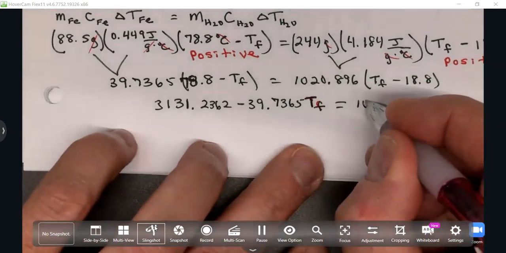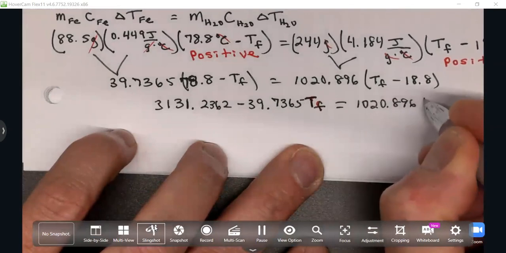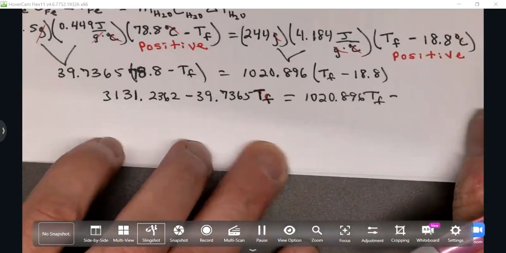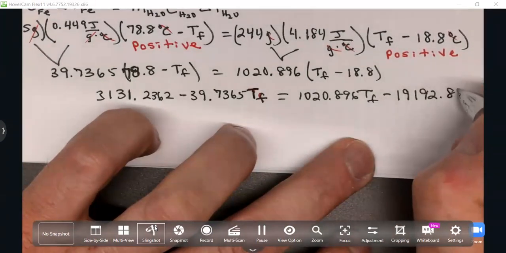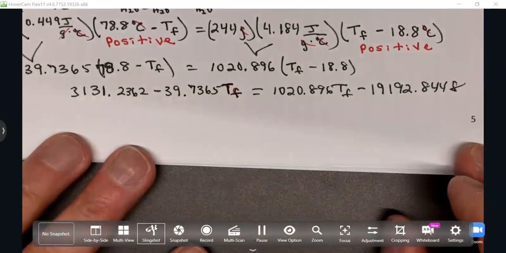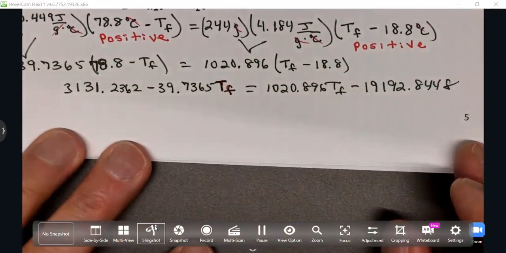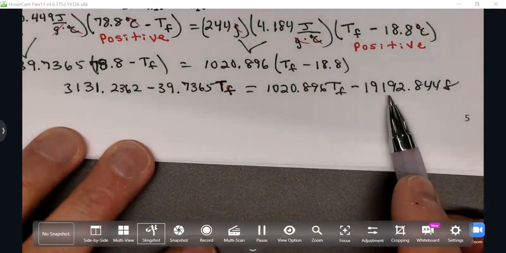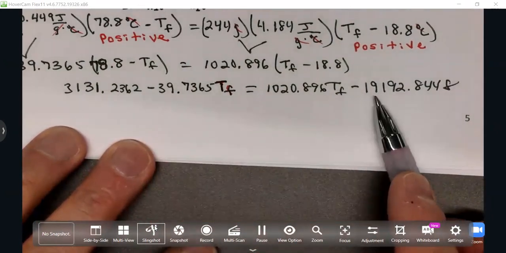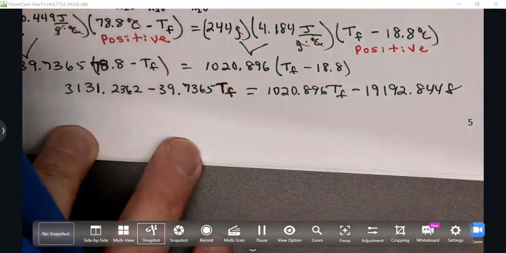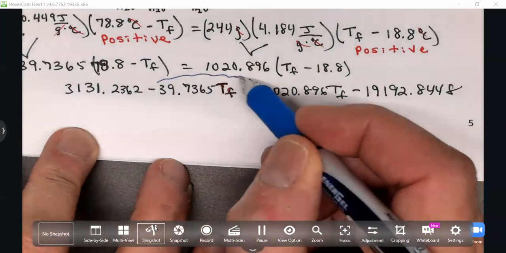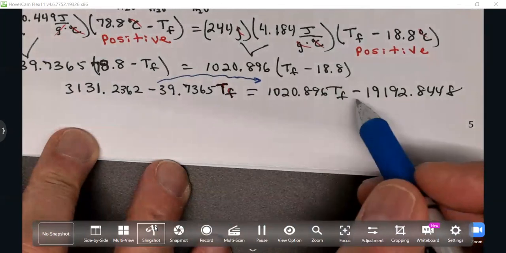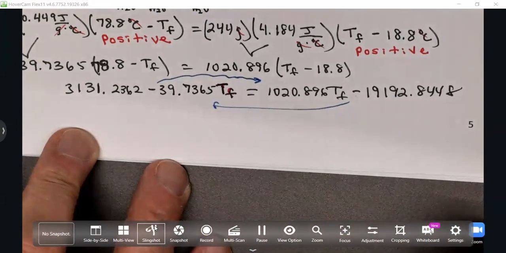Then we're going to end up with 1020.896 T final minus 19,192.8. I don't know why I kept all these numbers when I did this, but we're going to add this to both sides. We're going to add 19 to both sides, subtract 39, or my cheater's algebra is this. This is just what I say. I'm going to put this on the other side of the equal sign and make it positive. I'm going to change the sign.